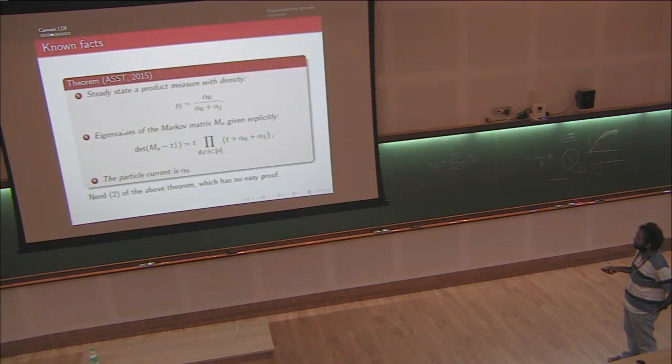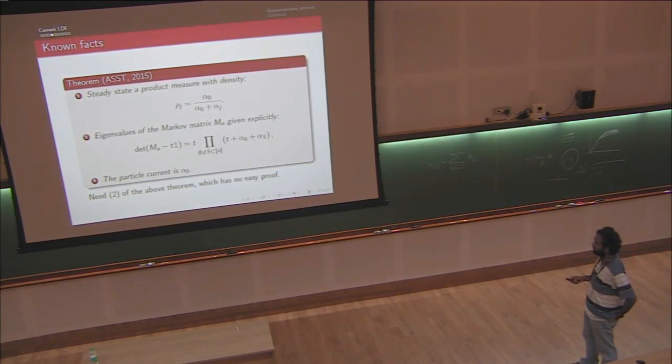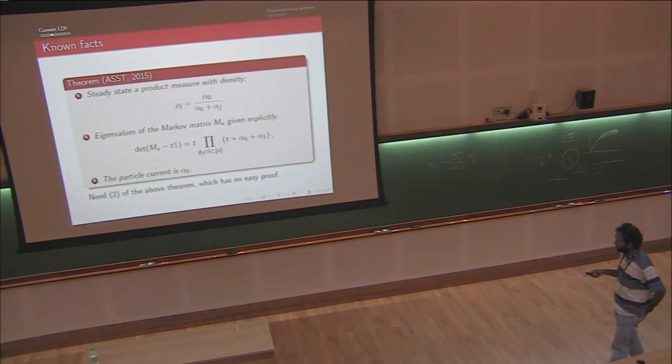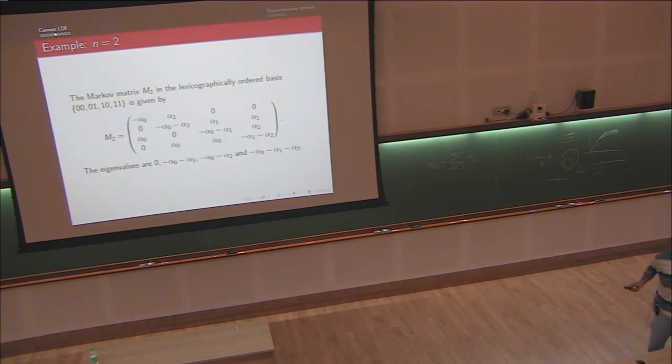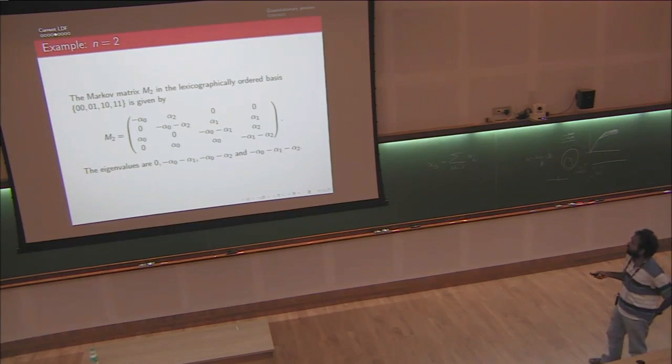Okay, so this fact about the eigenvalues is extremely nice, but there's no easy proof. Even though the result is so simple, there's no easy proof of this, at least I do not know. And as I said, the particle current is. Okay, so just to give you an example, this is the system of size 2, and the eigenvalues are here.